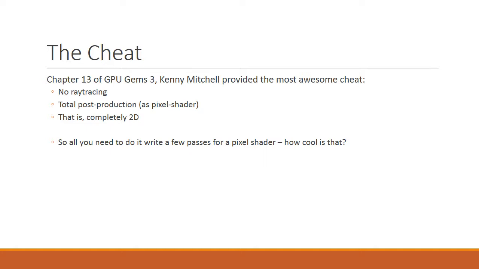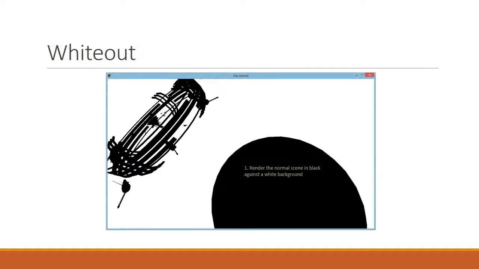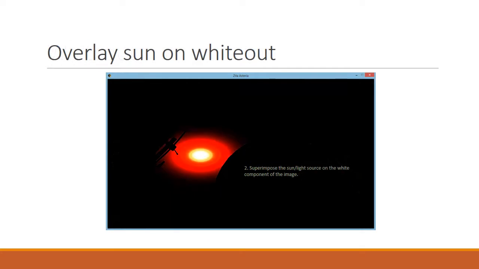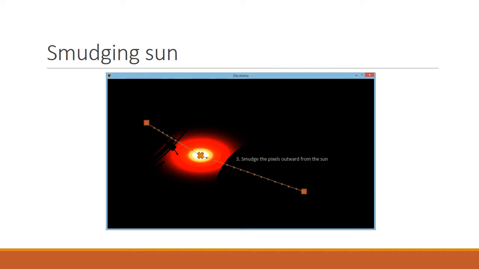So, how is this done? Step 1. Render a white background. And then render the objects you want to occlude against this white background. Draw them as silhouettes. Step 2. Take this background, project the location of the sun onto it, and draw the sun over the white area that isn't occluded. Step 3. Start smudging.